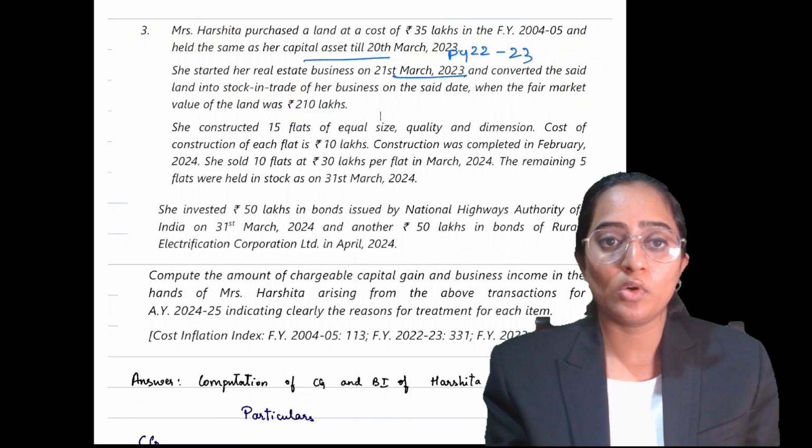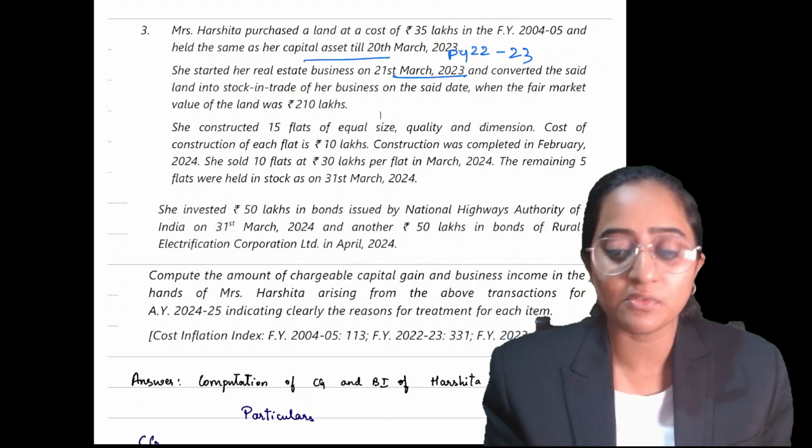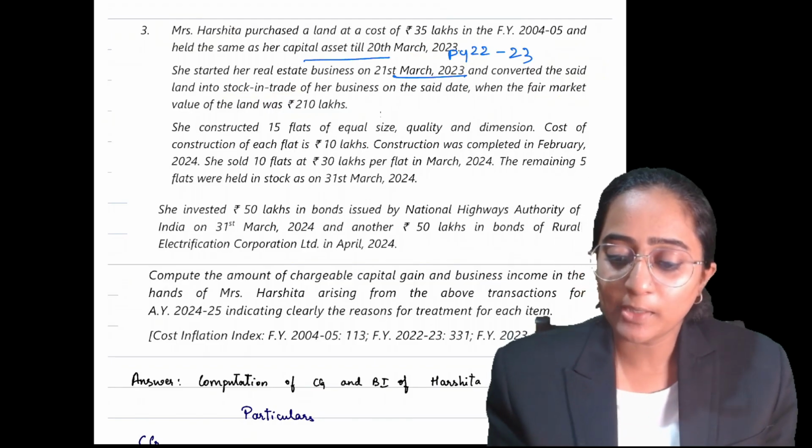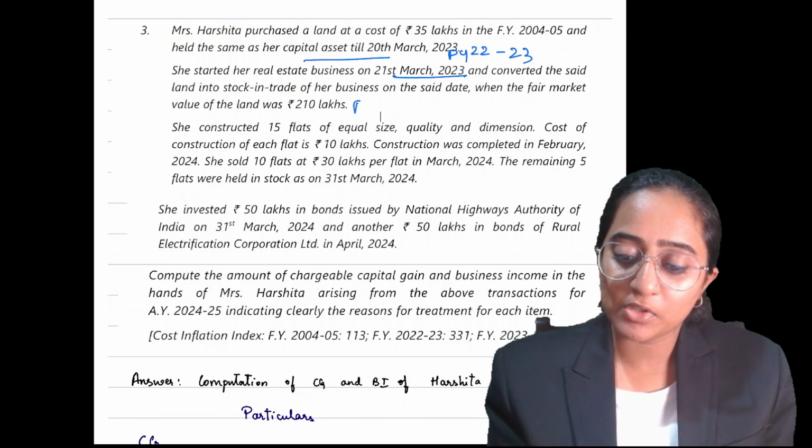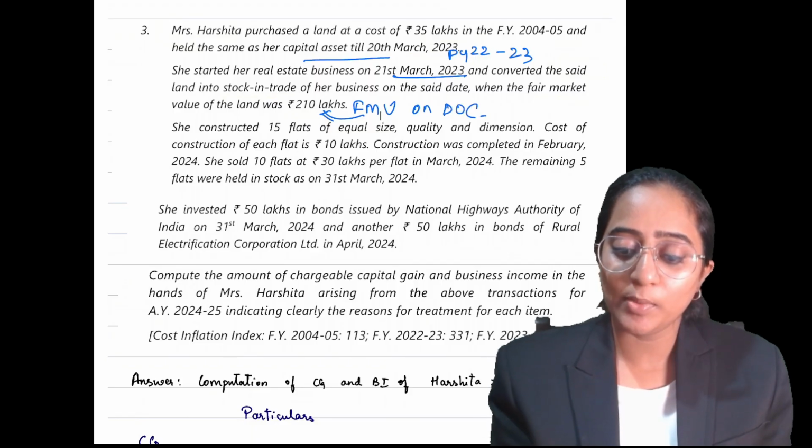So the year of conversion was 22-23. Till 22-23, she was holding it as an asset. She has converted it. The year of conversion is 22-23. And as on the date of conversion, the fair market value is going to be 210 lakh.